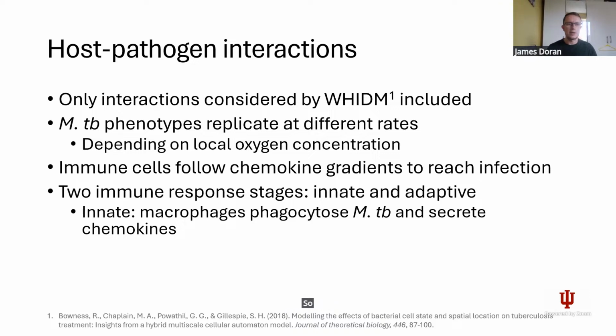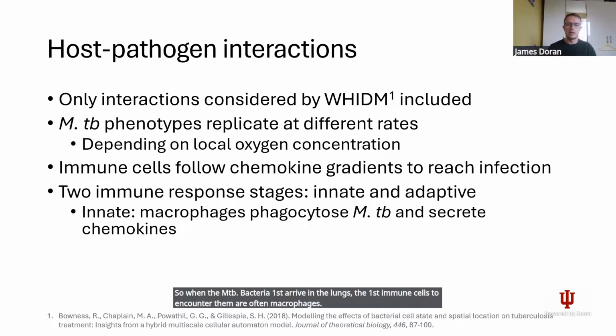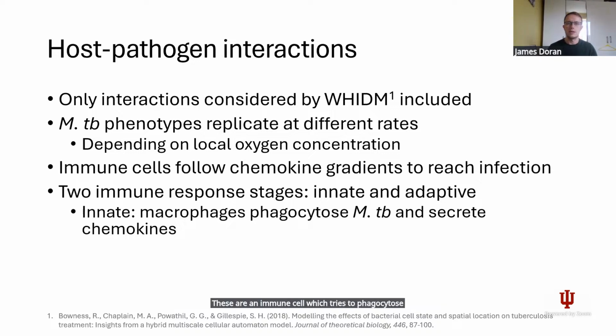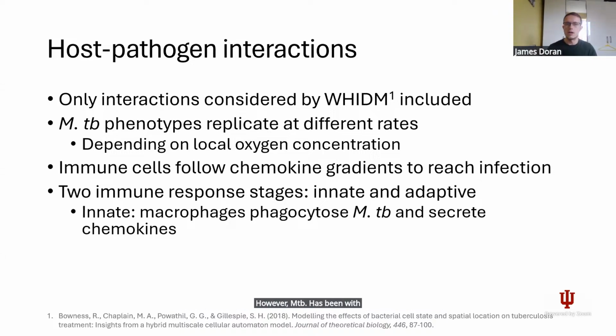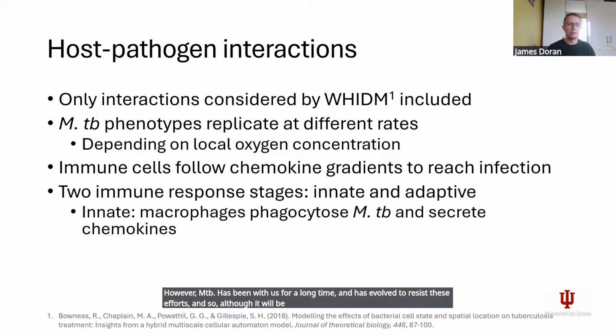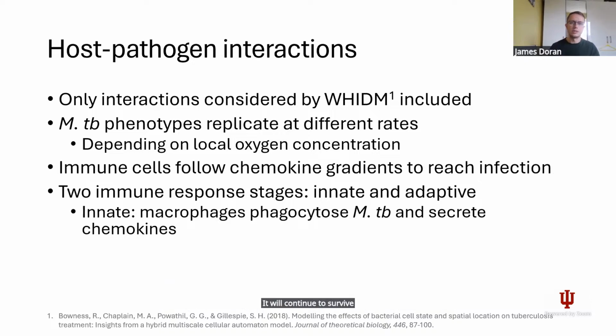So when the MTB bacteria first arrive in the lungs, the first immune cells to encounter them are often macrophages. These are an immune cell which tries to phagocytose the MTB, or in other words, they try to ingest the pathogen effectively and destroy them from within. However, MTB has been with us for a long time and has evolved to resist these efforts. And so although it will be phagocytosed by the macrophages, it will continue to survive. It will enter this dormant state, and subsequently the macrophage itself will become infected.